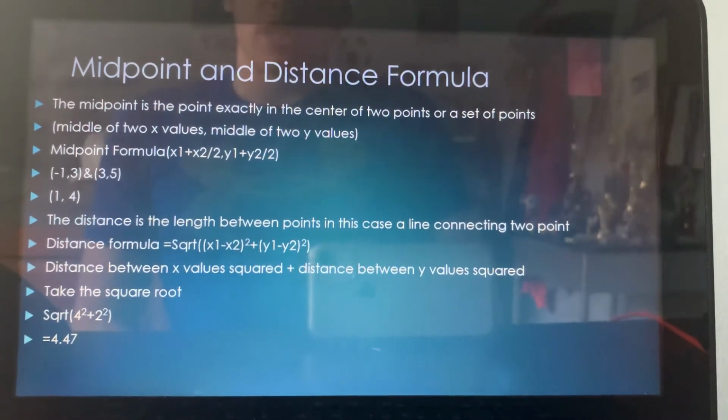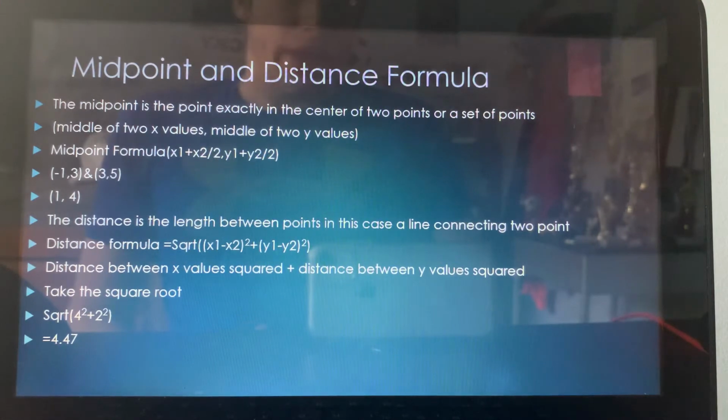So for example, with (-1, 3) and (3, 5), -1 plus 3 is 2, sorry, over 2 is 1. So it would be (1, 4). That's 3 plus 5 is 8, over 2 is 4.